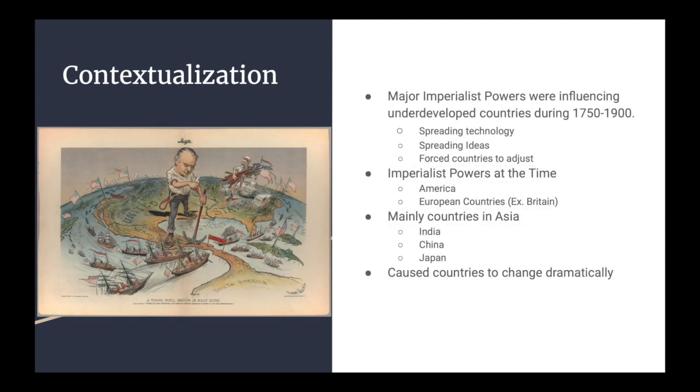Our contextualization is as follows. Spreading technology, ideas, and forcing countries to adjust were how major imperialist powers influenced underdeveloped countries during 1750 to 1900s. Imperialist powers at the time were Americans and Europeans. India, China, and Japan were the main countries in Asia, and lastly, causing countries to change dramatically.